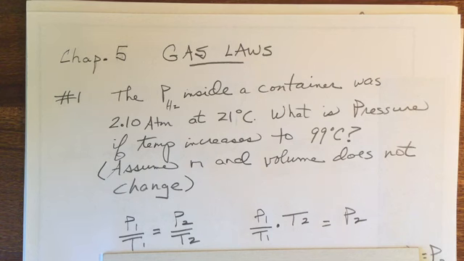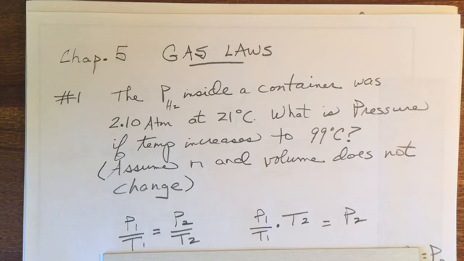In this video, I'm going to go over a few problems in each of the chapters 5, 6, and 7. Let's begin with this problem in chapter 5, which was a chapter on gas laws. The pressure inside a hydrogen gas cylinder was 2.1 atmospheres at 21 degrees Celsius. What is the pressure if the temperature increases to 99 degrees Celsius?